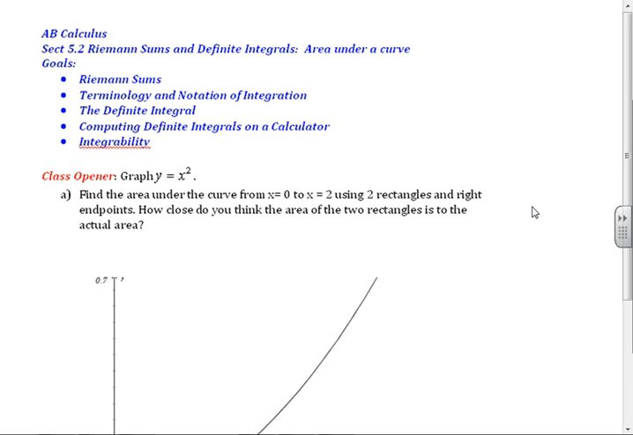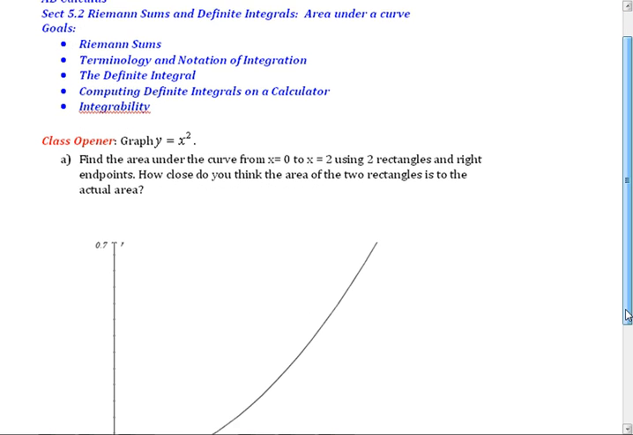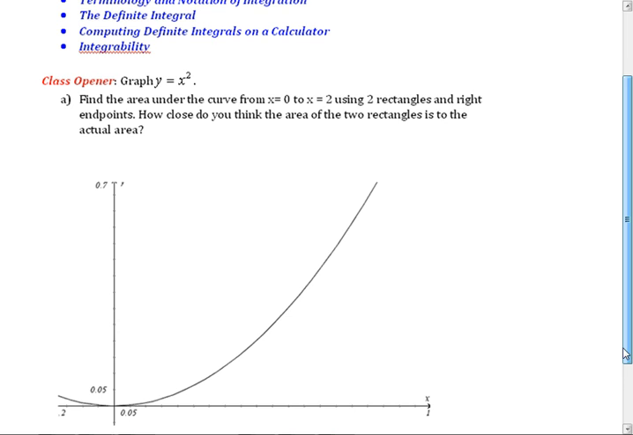Okay, we're going to do 5-2. A little early, too. It's called Riemann sums and definite integrals. And our goal here is to find the area under a curve. We've been finding area under the curve with like 4 rectangles and getting a good estimate. But what I'd like to do is find a better one. I'd actually like to get the exact area.